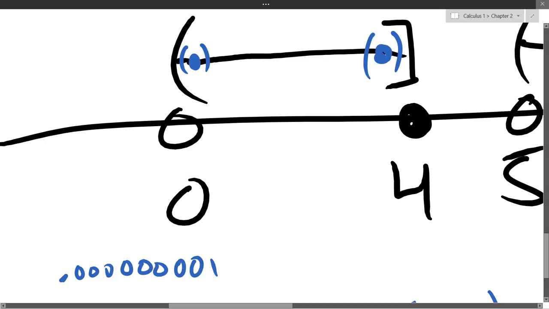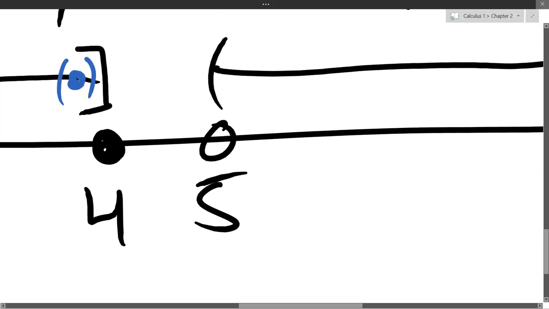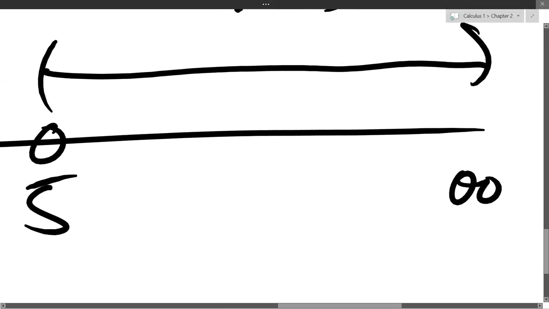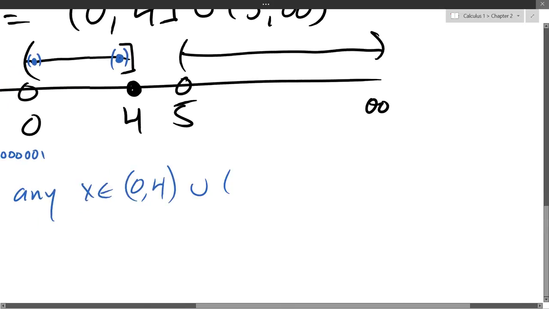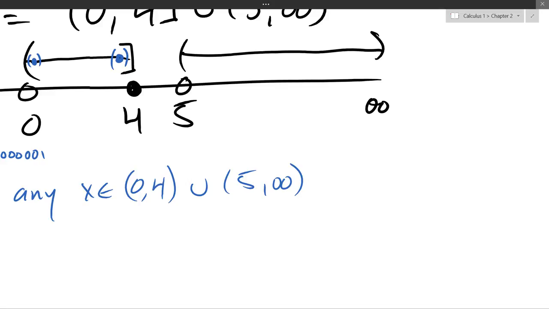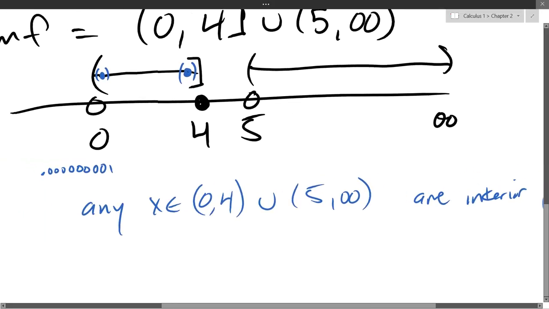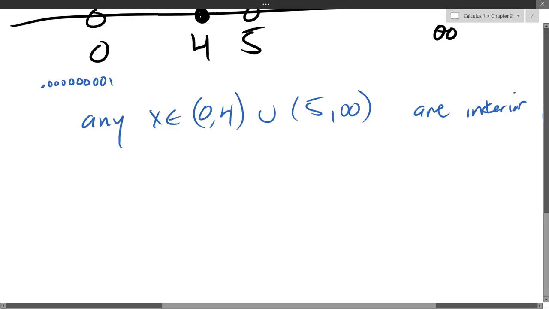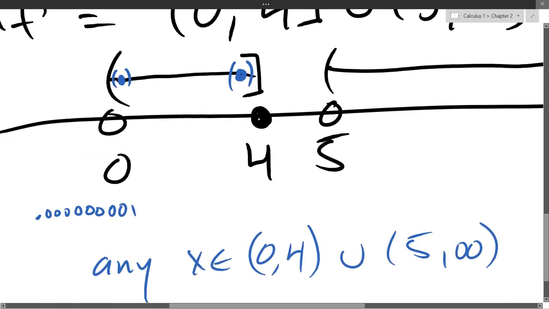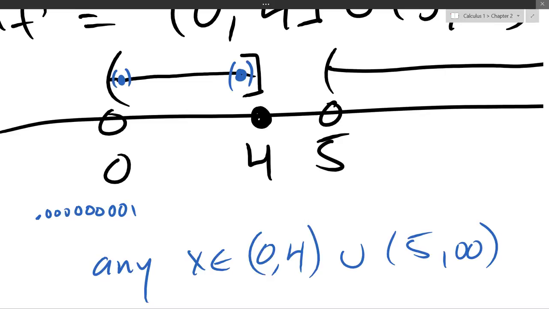So these are interior points. I could do the same thing over here. Anything that's bigger than 5 and less than infinity is also an interior point. So any x between 0 and 4 and between 5 and infinity are interior points. In this case, there's only one boundary point, or one endpoint. What x value do you think it is? It'll be 4. So 4 is on the boundary. This will be called a right endpoint. So 4 is going to be a right endpoint because it's the rightmost point in that interval.